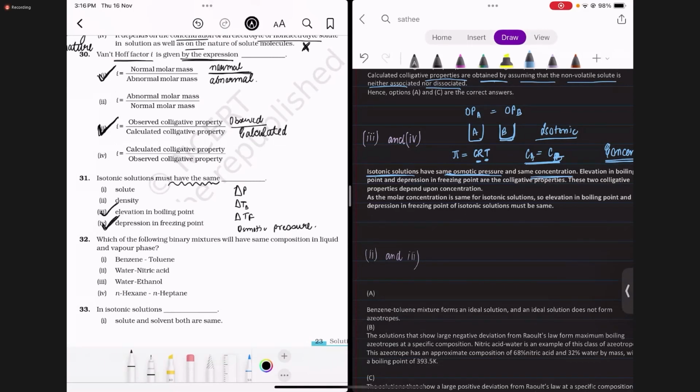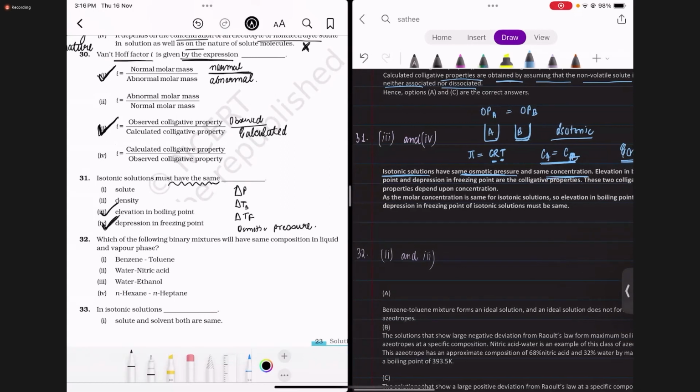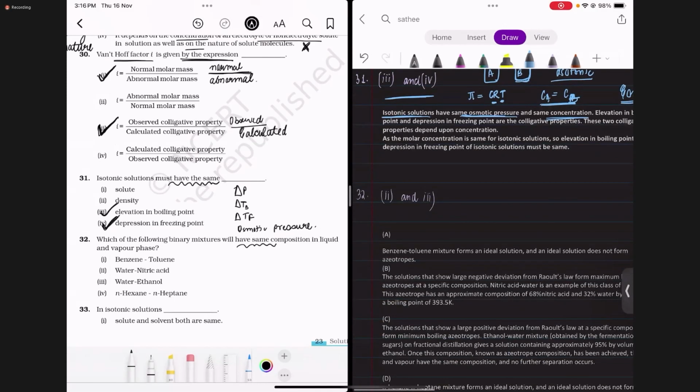So ये हो जाएगा हमारा correct answers option 3 and option 4. Now we come to question number 32. Question number 32 is, which of the following binary mixtures will have the same composition in liquid and vapor phase? तो इसमें से कौन से binary mixtures यानी mixture of two components will have the same composition in liquid and vapor phase? So benzene, toluene, water nitric acid, water ethanol, and N-hexane and N-heptane.